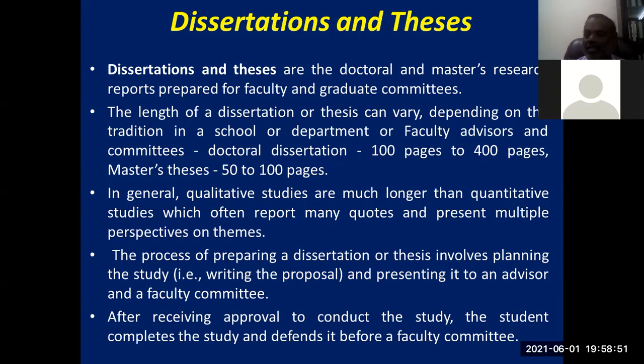The length of the dissertation can vary, depending upon whether it is a doctoral work or a master thesis. If it is a doctoral work, it can go from 100 pages to 400 pages, especially in social science. If it is a master thesis, it should go from 50 to 100 pages. The length is decided based on the nature of the research. In general, qualitative studies are much longer than quantitative studies, because you often use quotes and present multiple perspectives on themes.